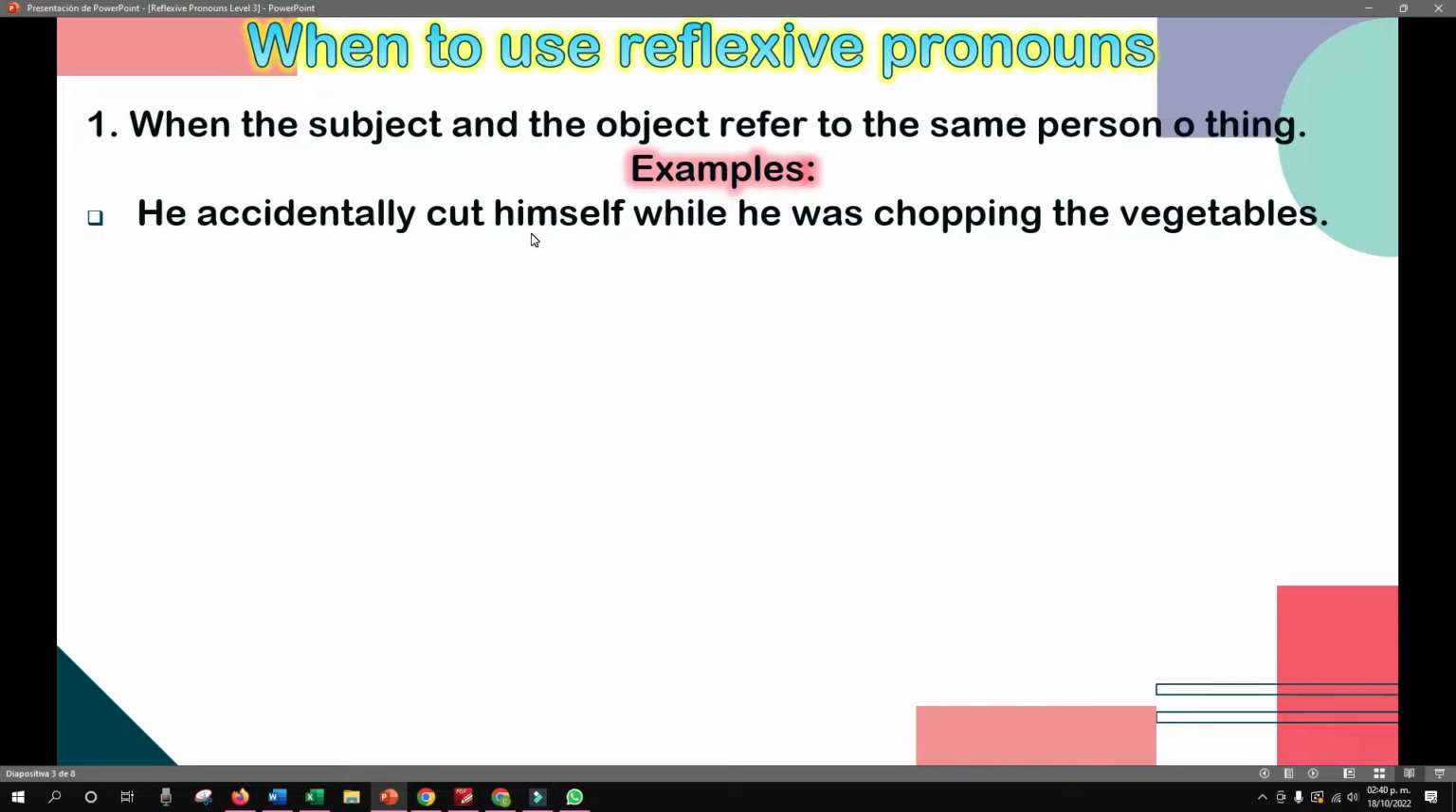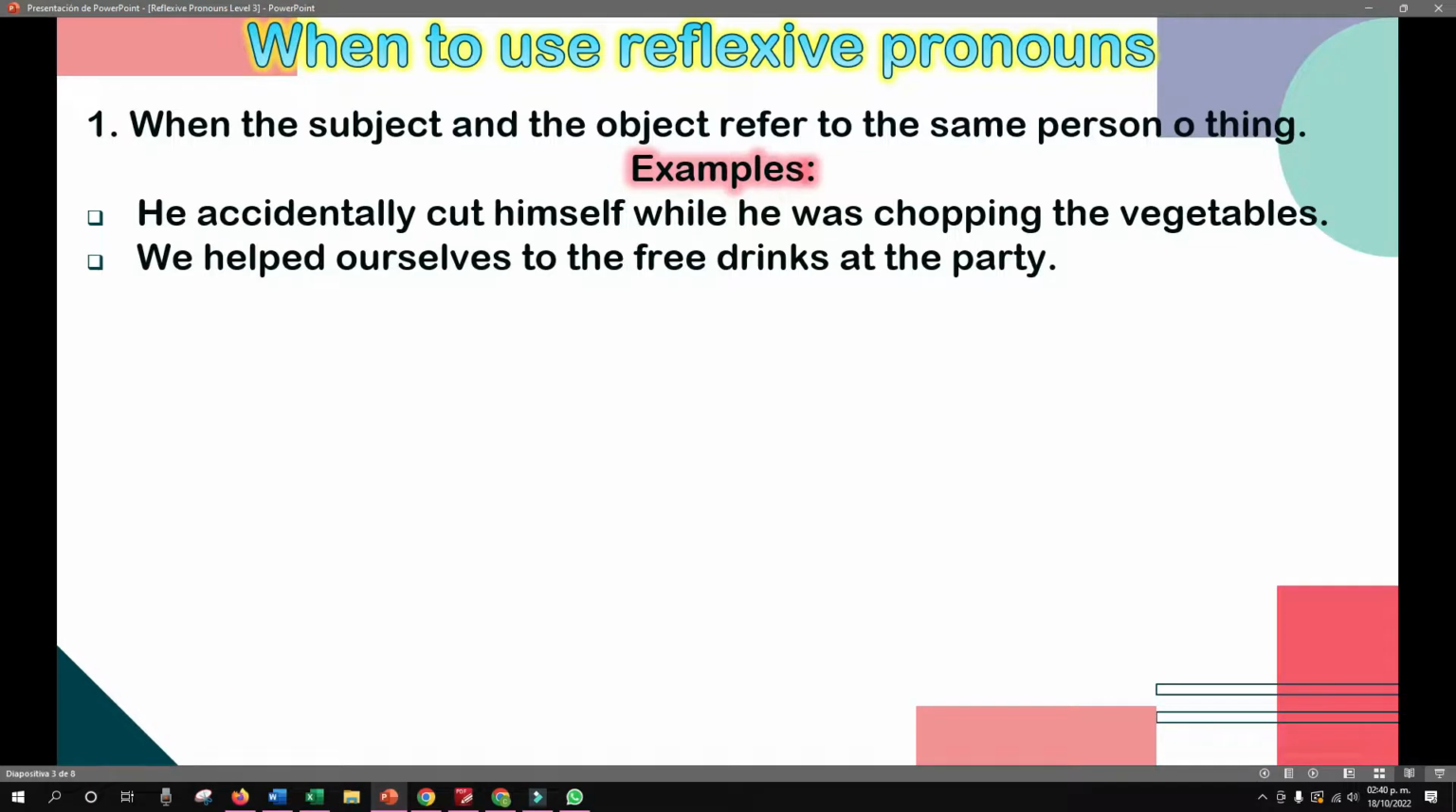Maybe the finger, right? While he was chopping the vegetables. Él estaba picando los vegetales y accidentalmente se cortó a sí mismo. Himself, right? We helped ourselves to the free drinks at the party, right? So look at this one. We, and that's why we are using here ourselves.